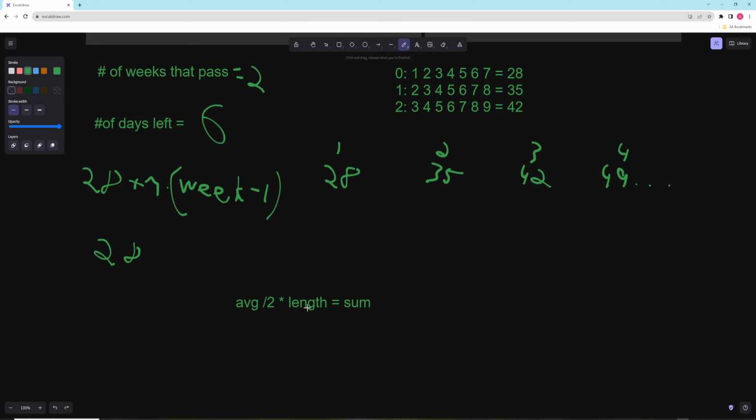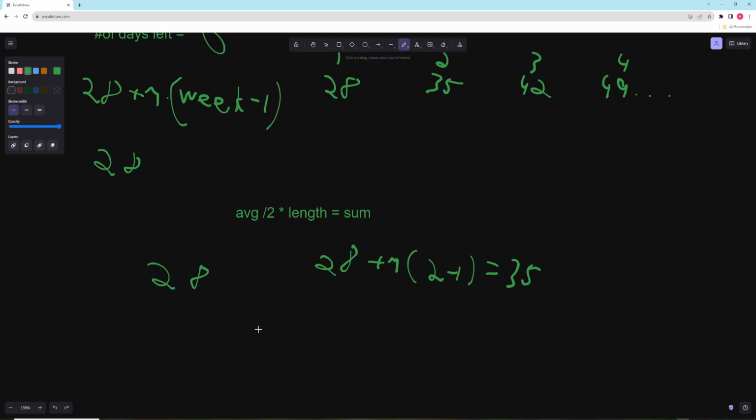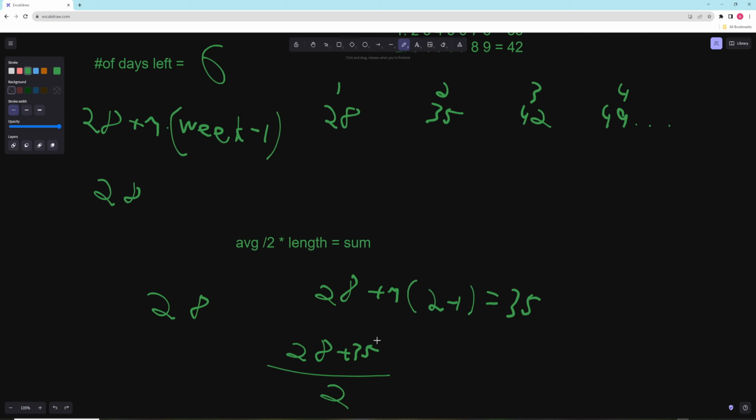So what's the average? The first number in the sequence is going to be 28. And the last number of the sequence, if 2 weeks pass, is going to be 28 plus 7 times weeks minus 1. The last week that happened was week 2, so this would be 2 minus 1. So the last is going to be 35. We take 28 and 35, and divide by 2. So we do 28 plus 35, divide by 2, and then multiply that by the length of the sequence. The sequence is 2 weeks, so we multiply by 2. Then the 2's cancel out, so we just get this as our total. In this case, it's going to be 63.